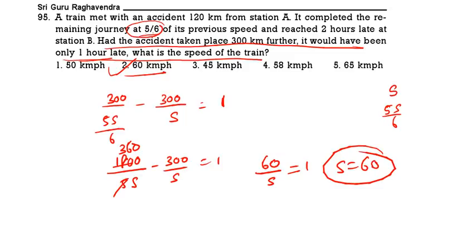So here the original speed is S, but after the accident it has reduced to 5 by 6 of the original speed. Now here the time difference is distance by speed minus distance by speed. The original speed is S, the decreased speed is 5S by 6. So the time difference is 1, and the S value we got is 60.